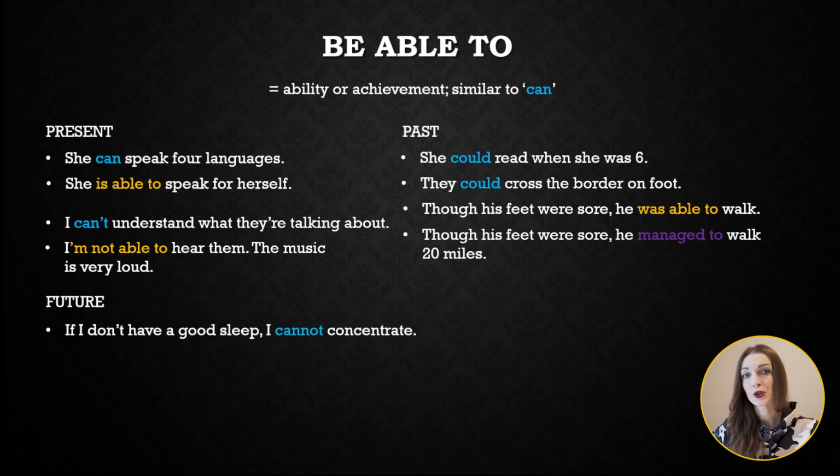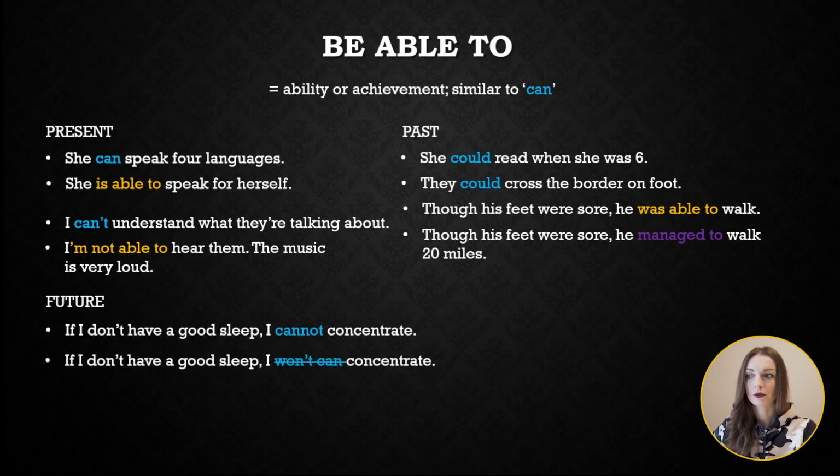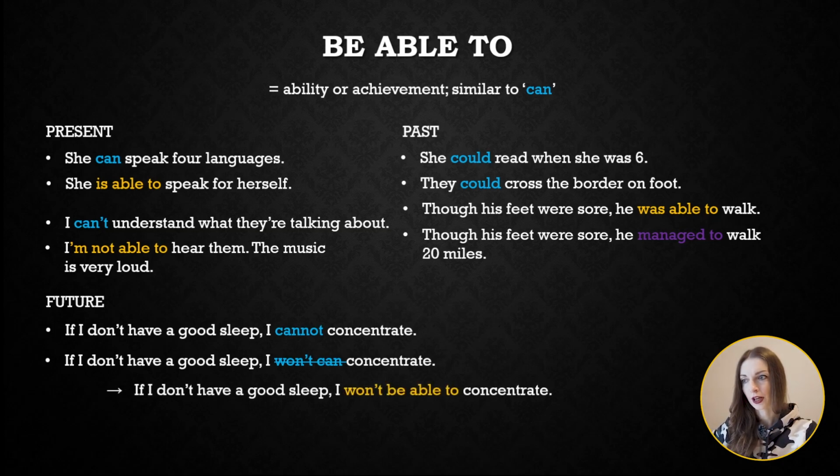What if we want to say it in the first conditional? What if we want to speak about a situation which will be real on a particular condition? In this case, we won't be able to use can. We cannot say won't can. It's incorrect. We will have to say I won't be able to. If I don't have a good sleep, I won't be able to concentrate.